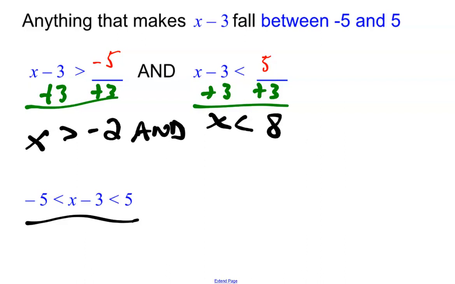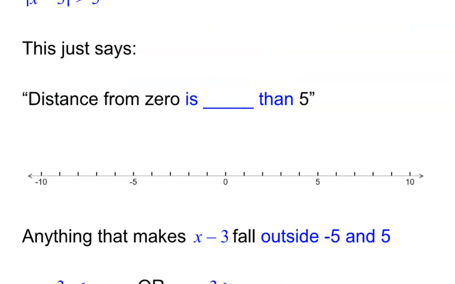Okay, now, what if we turn that equation around though? So instead of saying the absolute value of x minus 3 is less than 5, we say this, the absolute value of x minus 3 is greater than 5. Well, all they're saying now is that the distance from 0 is greater than 5. So now, if we look at our number line, and we're at 0, we can't be this close to 0. We have to be greater than 5 away.